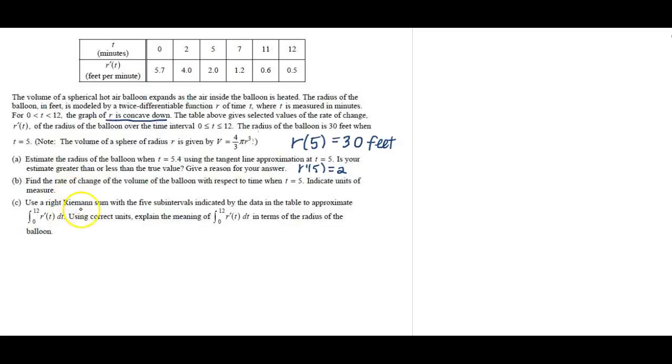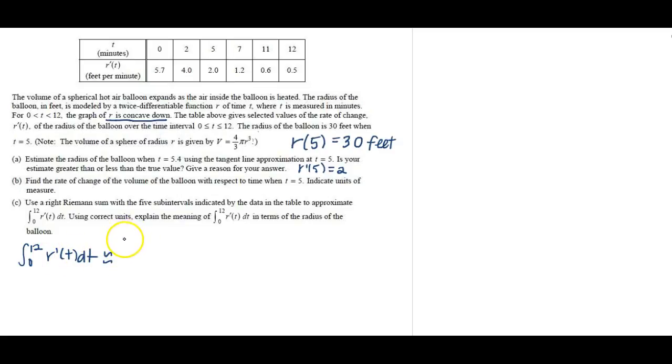Use a right Riemann, again, Riemann rectangular. Use a right rectangular sum with 5 subintervals indicated by the data in the table to approximate the integral from 0 to 12 of r prime of t dt. So this is what we're trying to approximate. And then we're going to explain what this even means. So first let's find this. So there's no average involved. There's not going to be a 1 over 12 because that's not there at all, no average.